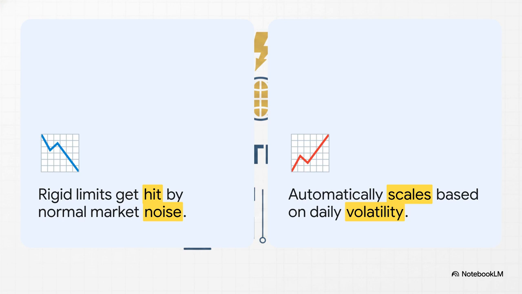Think about a fixed stop loss. If you always use a rigid 15-pip stop, it's inevitably going to get hit over and over by normal market noise on a highly volatile day.